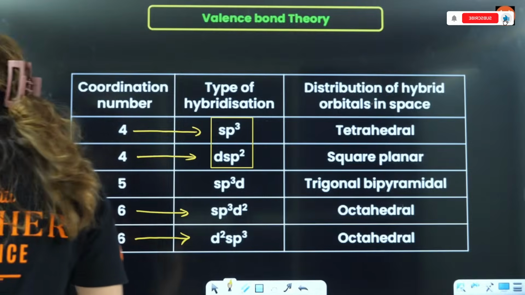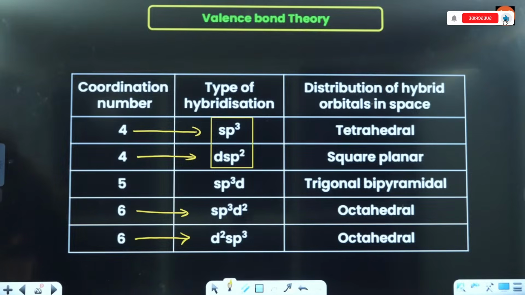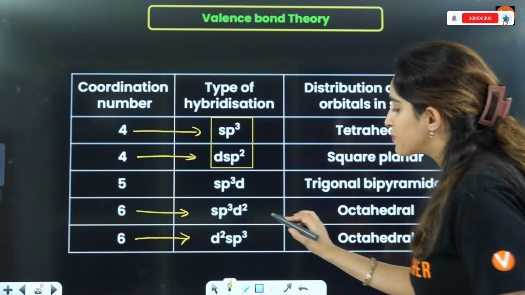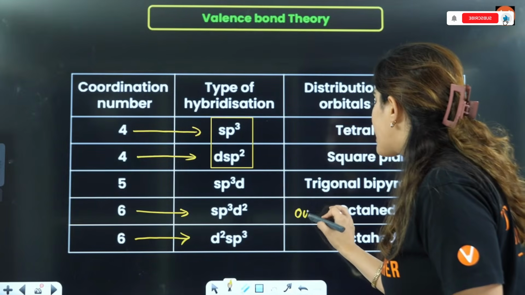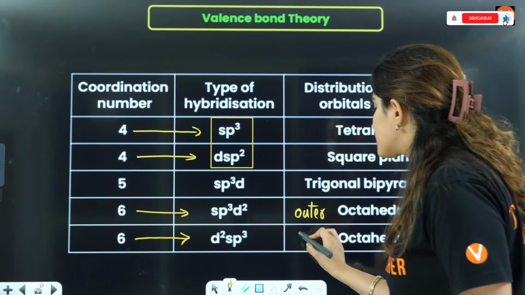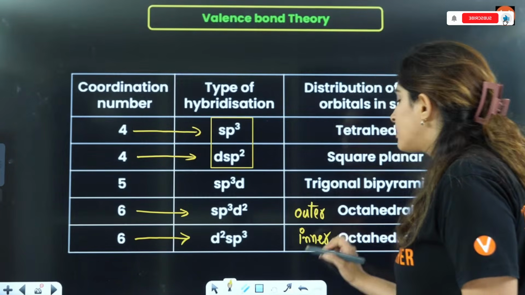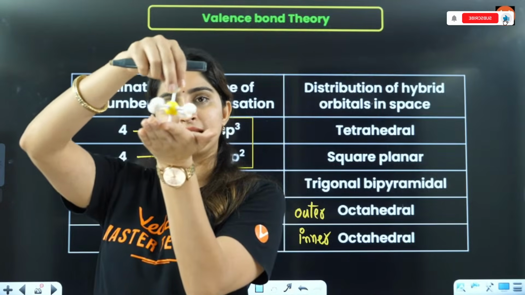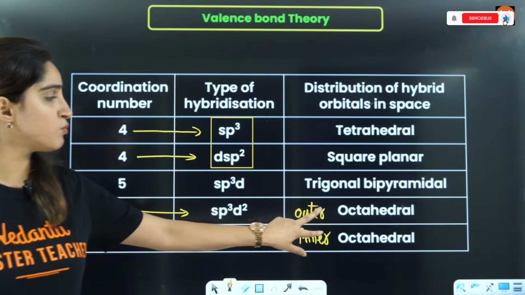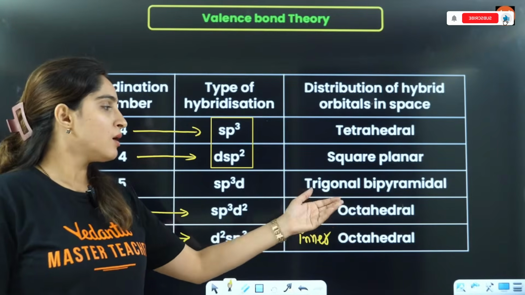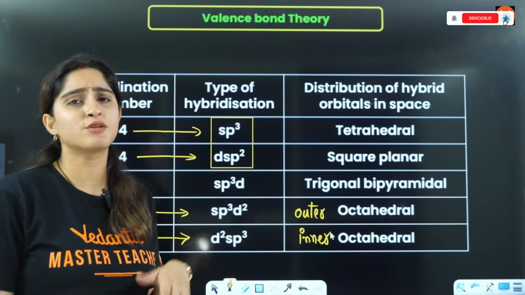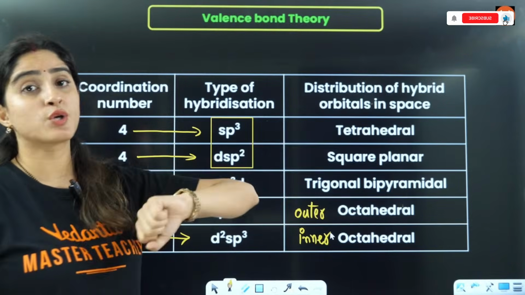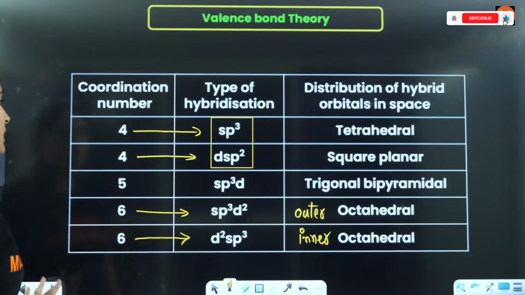Then in case of sp3d2 and d2sp3, what you have is octahedral geometry in both the cases, but if you use outer d orbital, it is called outer octahedral. If you use inner d orbital, it is called inner octahedral. And octahedral geometry always will look like this, right? So in this case, they will mostly ask you hybridization, because the geometry is octahedral in both cases, or they will ask you outer octahedral, inner octahedral. They may ask you the shapes or geometries as well, right?